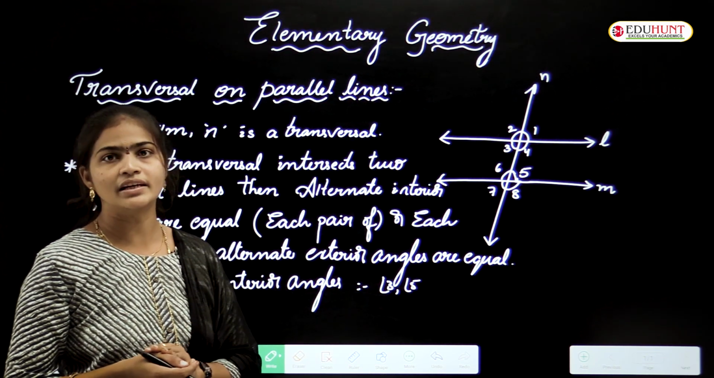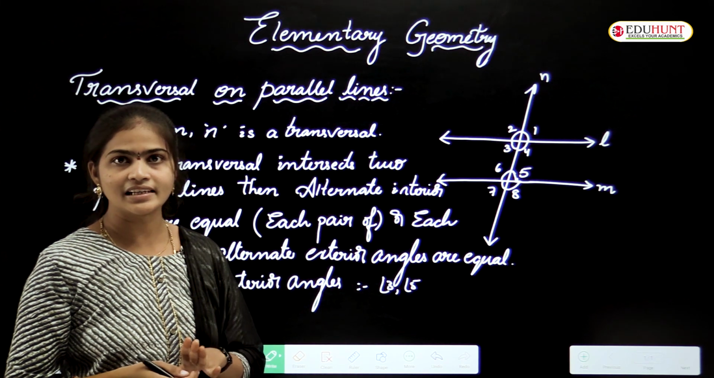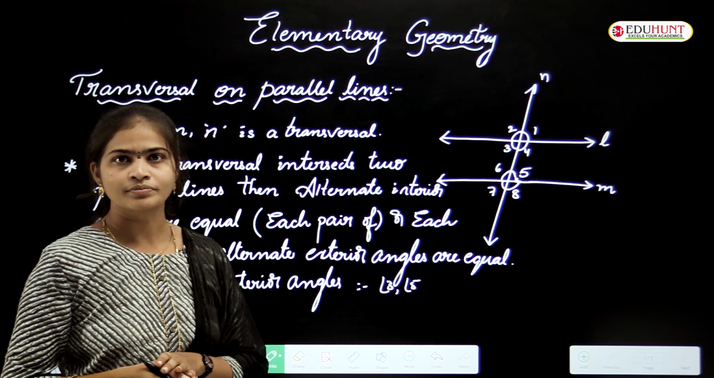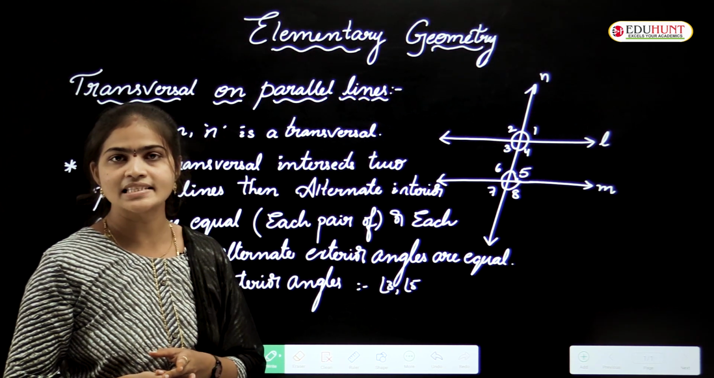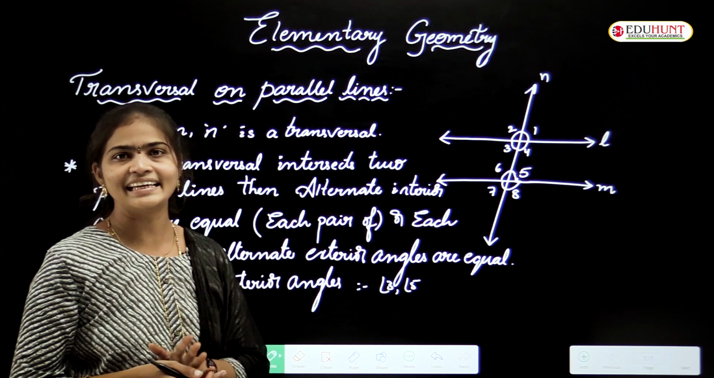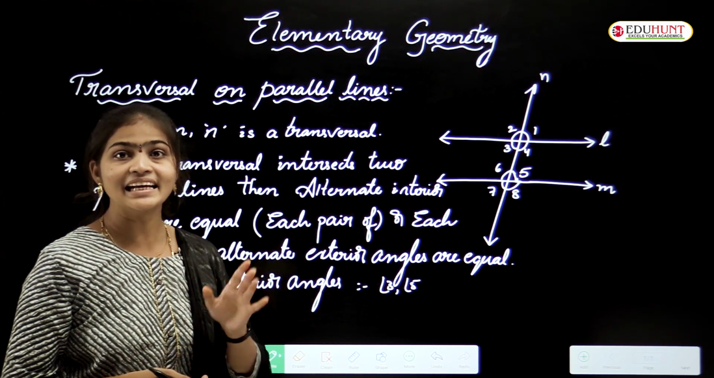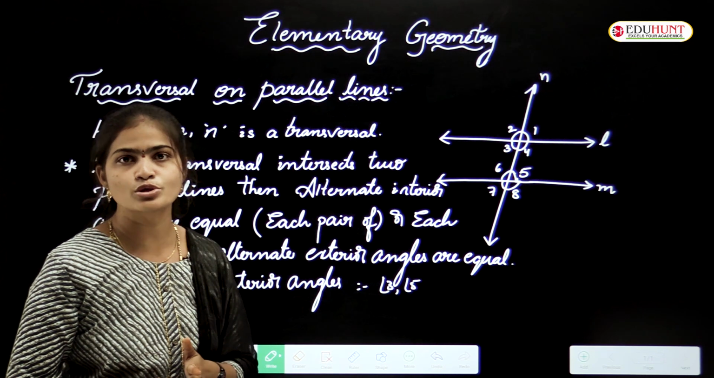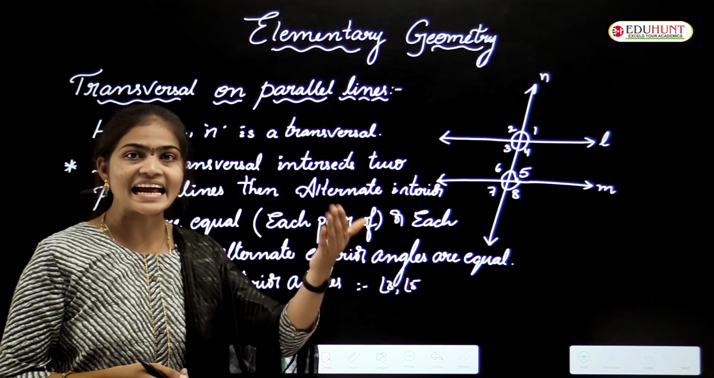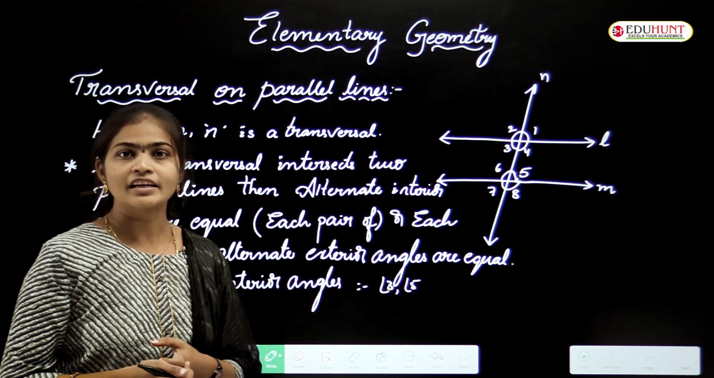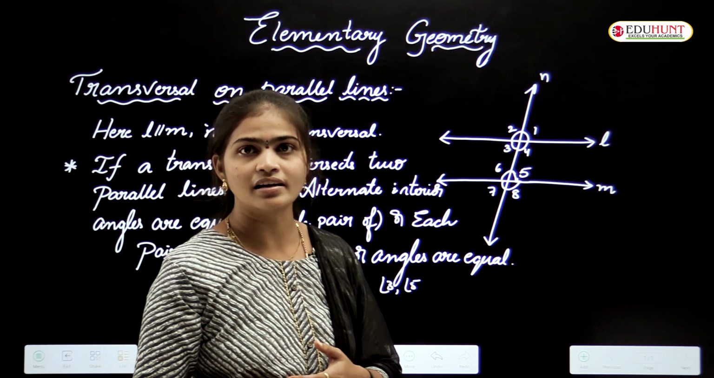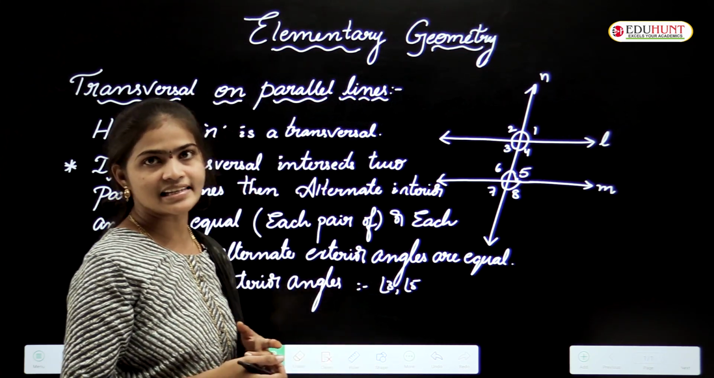And coming to the third one, if the angles are alternate interior, then the two angles should lie in the interior only. In another way we can say, both the angles must lie in the interior. Then only we can say those two are alternate interior angles. If the two angles are exterior, then we can say those two are alternate exterior angles.